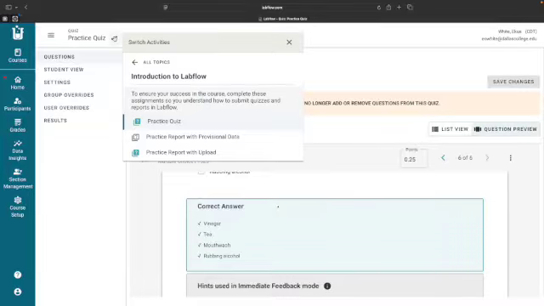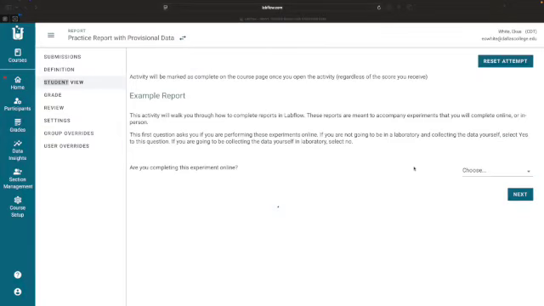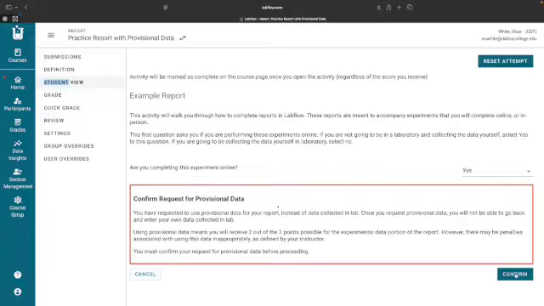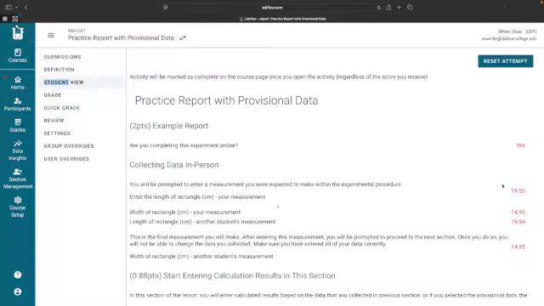Let's see. For this next section here, we're going to be completing a practice report with provisional data. Are you completing this online? The answer is yes. Request provisional data. Confirm. Oh, so this is the data we have, okay? I would recommend you actually keep a notebook or something and write this information down because you're going to need that. So provisional data is data that you need because you're not actually doing this experiment, right?